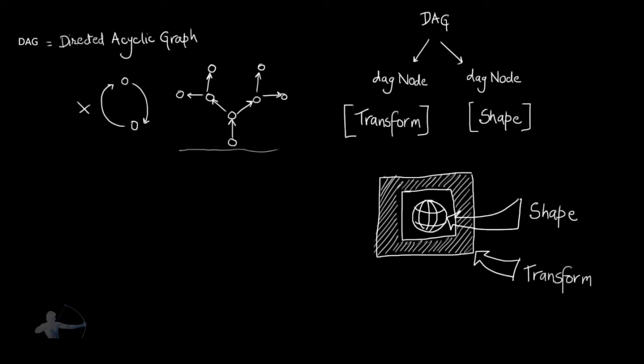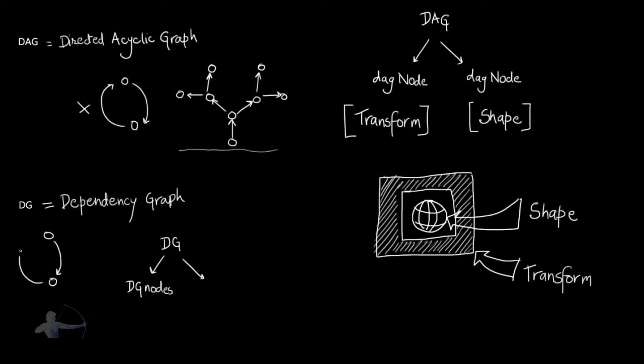Now we would understand one more graph terminology, which is DG, and DG here stands for dependency graph. And the nodes of dependency graph are dependency graph nodes. So dependency graph is also a directed graph, but it can be cyclic, unlike DAG, which can't be cyclic.